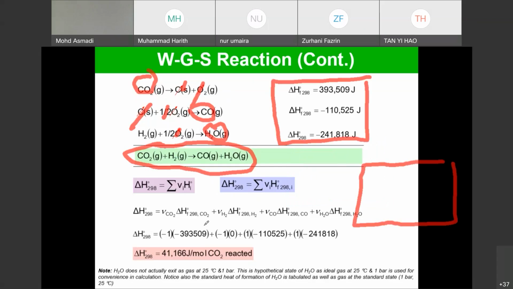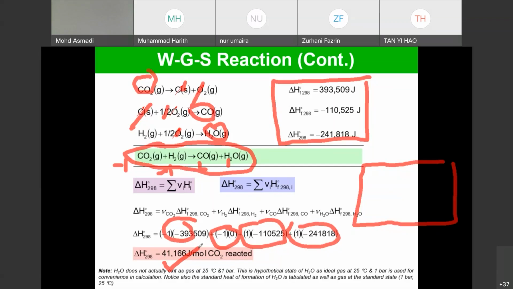So if you look at here, the stoichiometry for this one is -1, this one -1, this one is 1, and also 1. So hydrogen is 0. This one is CO2, 1, and also 1. So you can get the value for the heat of reaction at standard condition.